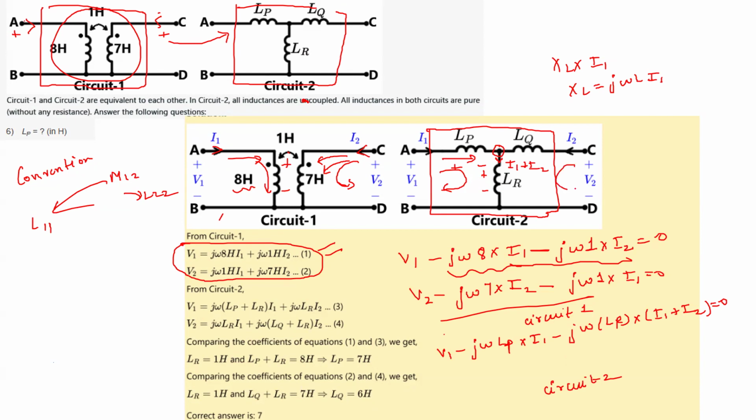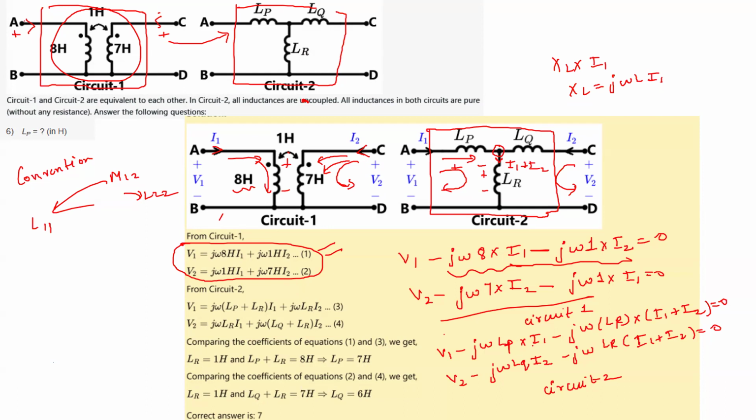Now this is the other KVL loop. So for the other KVL loop, it is V2 minus j omega LQ into I2 minus j omega LR into I1 plus I2 equal to 0. Okay. Now, because these two circuits represent the same system, these KVL equations should also be the same for both the systems. So let us now compare the coefficients.